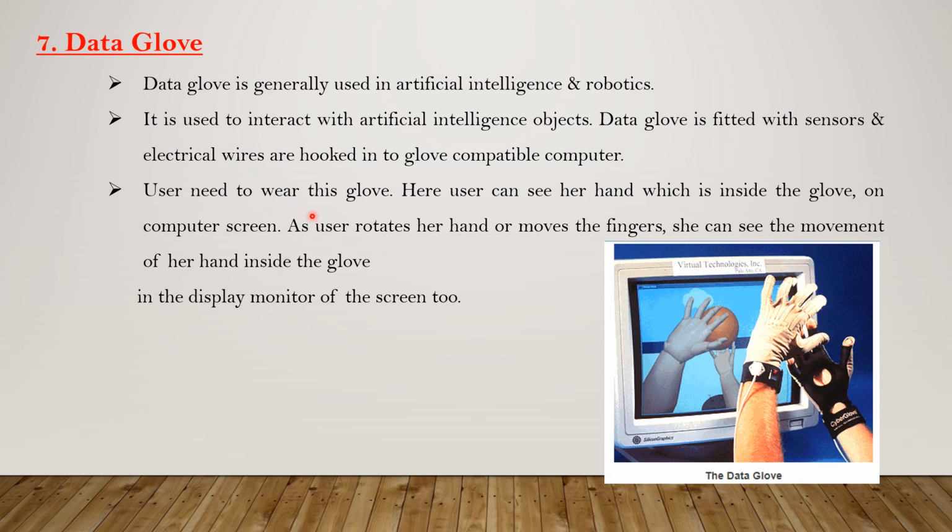So the user needs to wear this glove. So gloves. Okay, here the user can see her hand which is inside the glove. See, then on the computer screen, as the user rotates her hand or moves a finger, she can see the movement of her hand inside the glove. So these are the gloves. This is the connector which connects the gloves and this PC, and this is displayed here. So these are fingers shown inside the gloves, and what action it is doing, that is shown.